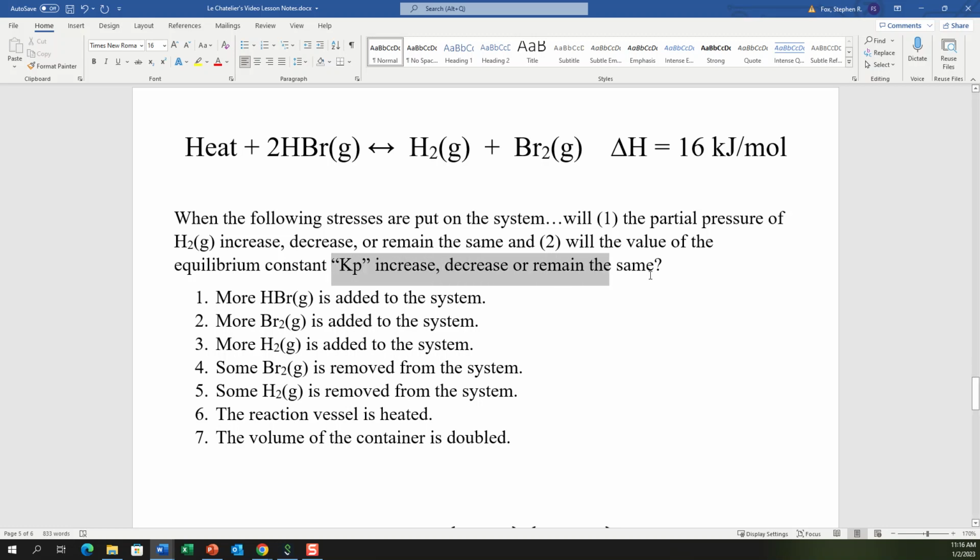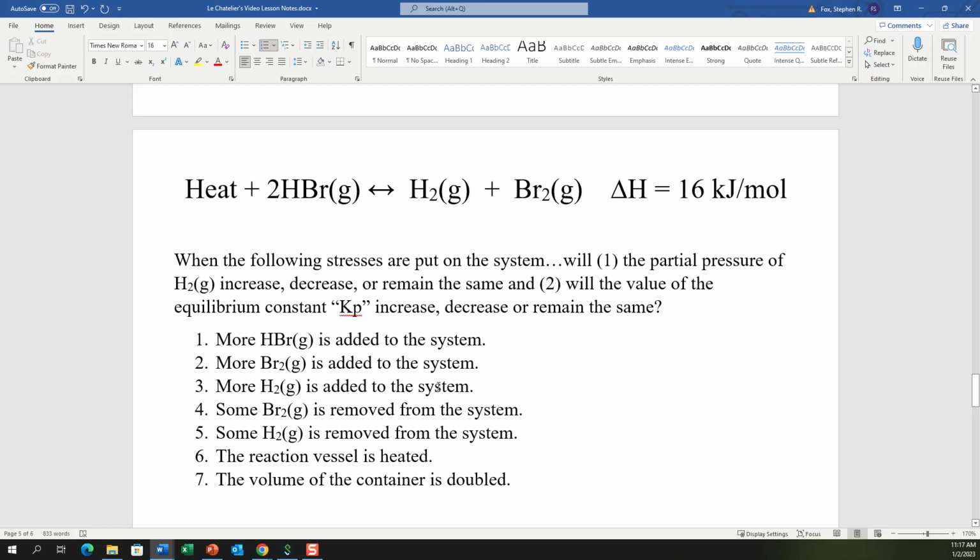The first thing I would say is understand that the only time the K value changes is if temperature changes, okay? So number 6 is the only time where the value of K will change. For 1, 2, 3, 4, 5, and 7, the second part of the question, K will remain the same. The only time K will change is number 6.